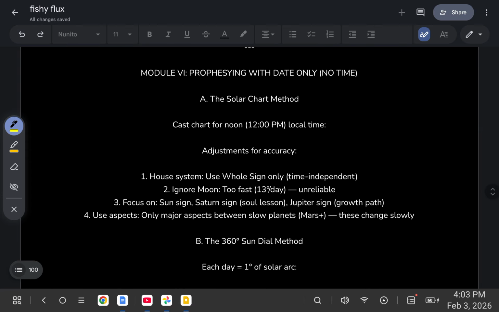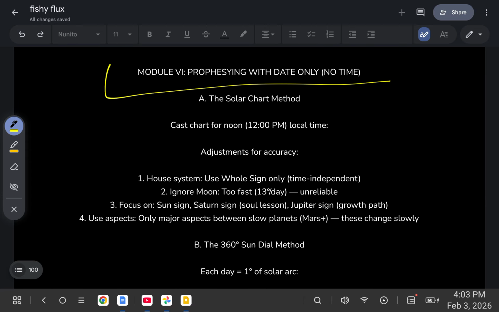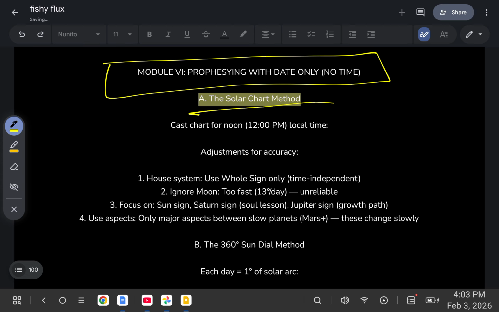So now let's get into prophesying with date only and no time, because this is a big question that we get in the astrology field. How do I calculate my chart without a time? How do I predict without a time? What do I do? So we can use a bunch of different methods and techniques.